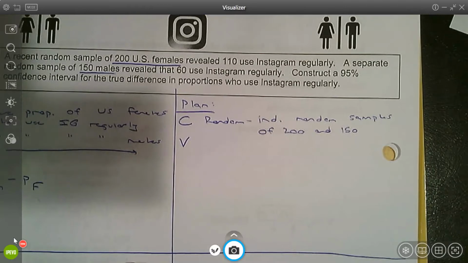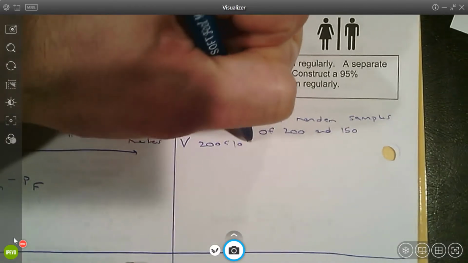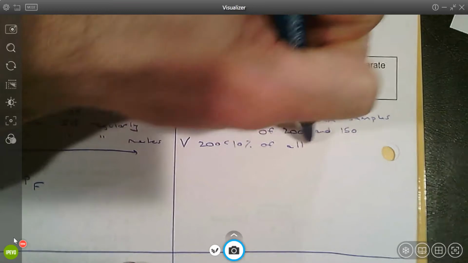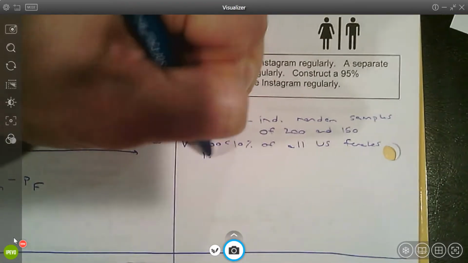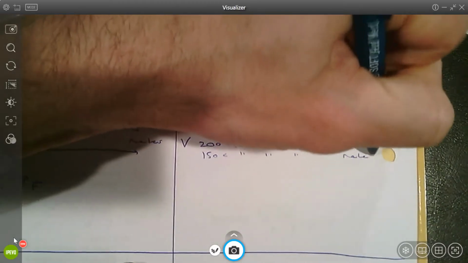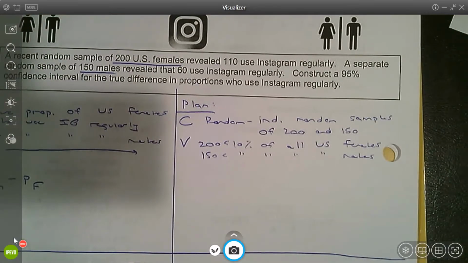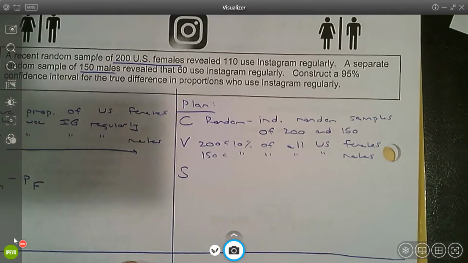Variability or sampling without replacement. So 200 is less than 10% of all US females, and 150 is less than 10% of all US males. Both of those check. We're sampling without replacement, so we can calculate the standard error. Shape, we're not using any symbols.